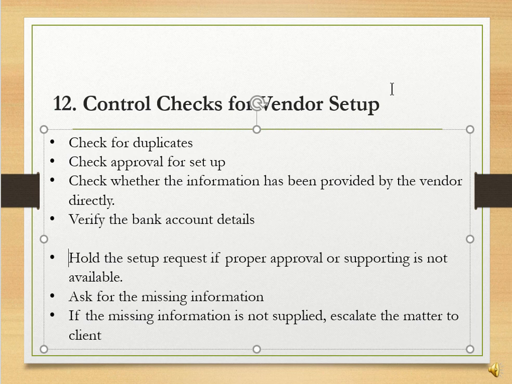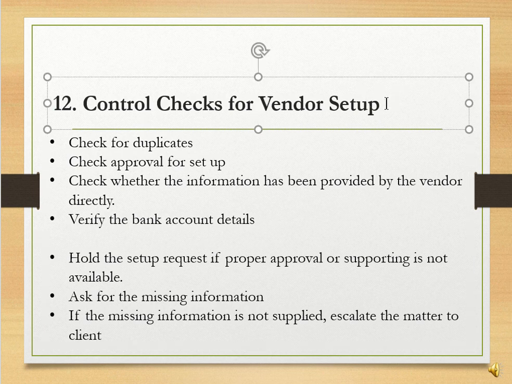This is the question about control checks for vendor setup. So always we check for duplicates. We check if the vendor is already created or not. Check for approval for the setup. Whenever a request is received from our client team, we have to check if that is approved by the appropriate person. Check whether the information has been provided by the vendor directly. So that validation we will have to do. Verify the bank account details of the vendor with the supporting documents provided by the vendor.